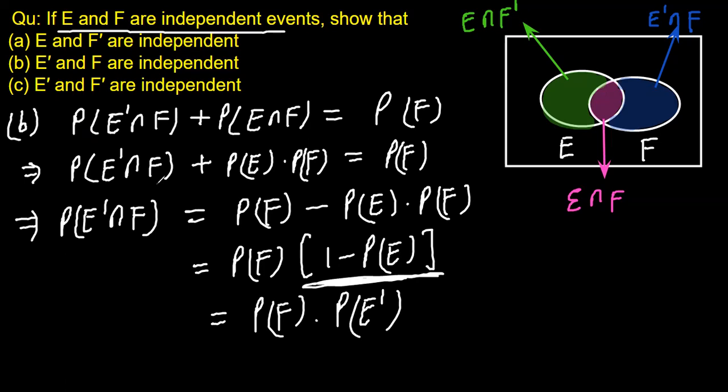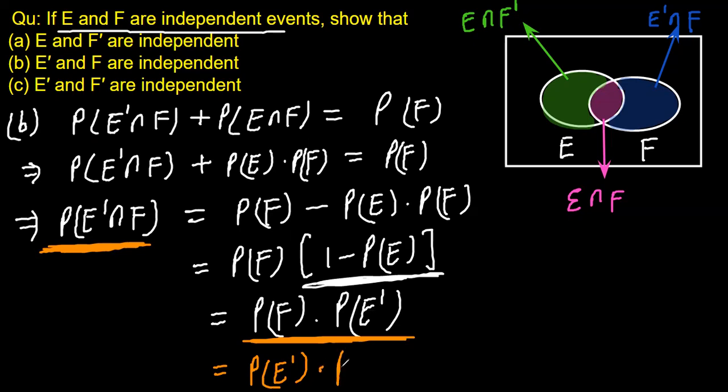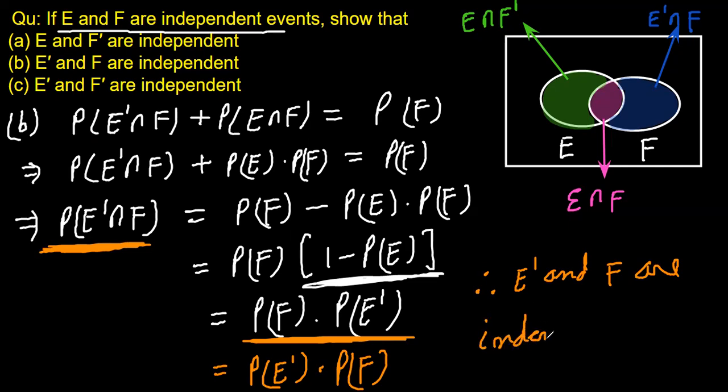Now look what you have just proved. You have proved that the probability of E complement intersection F is the same as PF into P of E complement. This product of two numbers can also be written as P of E complement into PF, right? So that means the second part is proved. Therefore, E complement and F are independent. So the second part is also proved.